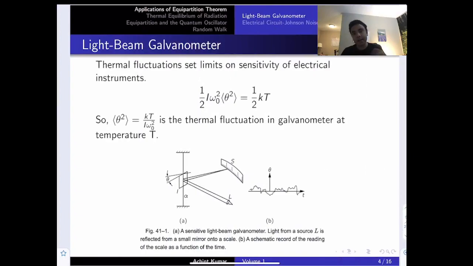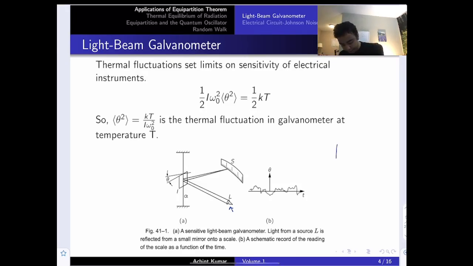Okay, so now let's look at a concrete example of how equipartition theorem can be used in practical application. The first example that I would like to consider is the light beam galvanometer. So imagine there's a light source which is called L, which shoots light from it at a rate proportional to the current that is flowing in the circuit.